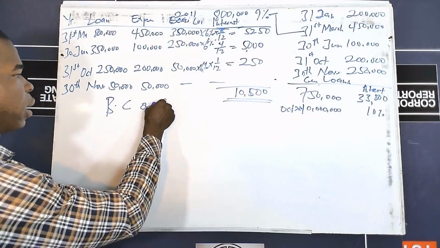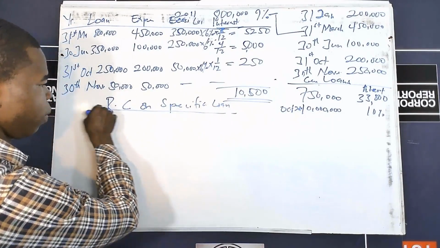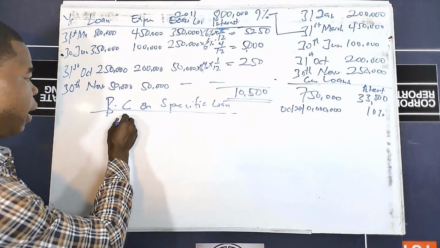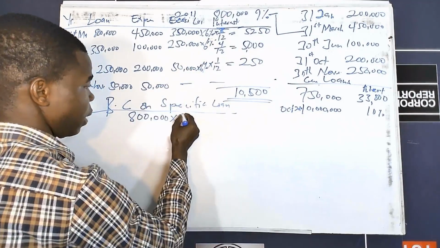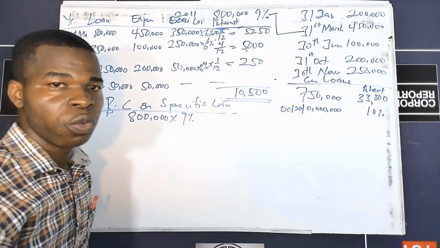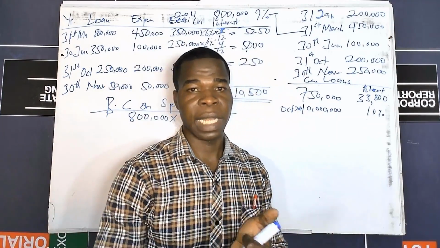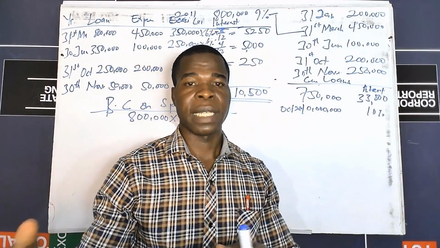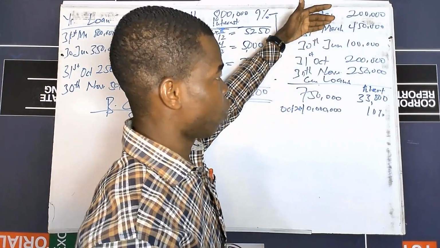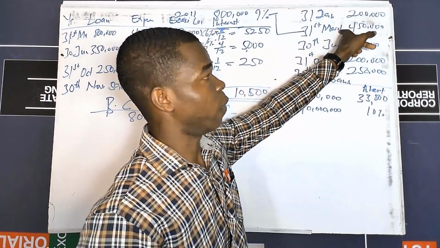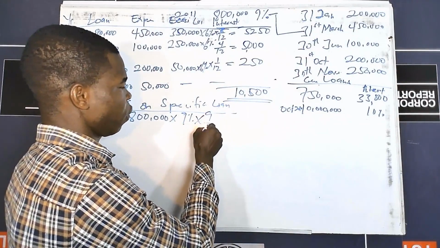Borrowing cost on the specific loan. Here we know that we took a loan of 800,000 multiplied by a percentage of 9%. Now remember, when we should start capitalization, the conditions are that the borrowing cost must be incurred, the expenditure must be incurred, and activities necessary to prepare the asset must be incurred. We took the loan on 31st of March. And remember that the construction of the asset will last from 1st of April up to December. So here we are supposed to multiply by 9/12.